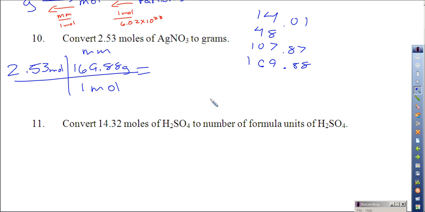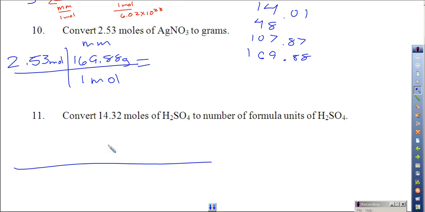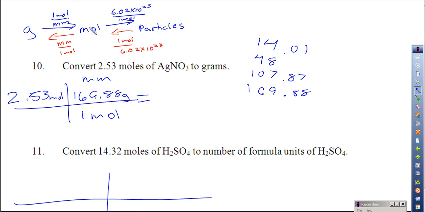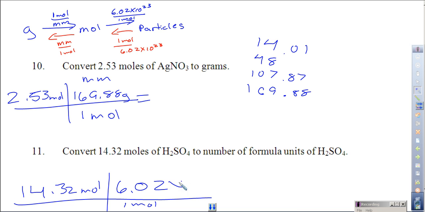All right, 14.32 moles of H2SO4. Again, what unit are we starting in? Moles, right? And now where are we going to? Formula units, which is encompassed in which one? Particles, right? So we're going to take the blue track. So 14.32 mole, 1 mole, over 6.02 times 10 to the 23rd. Do I have to put in the molar mass anywhere in this problem? No. All right, so that's done.